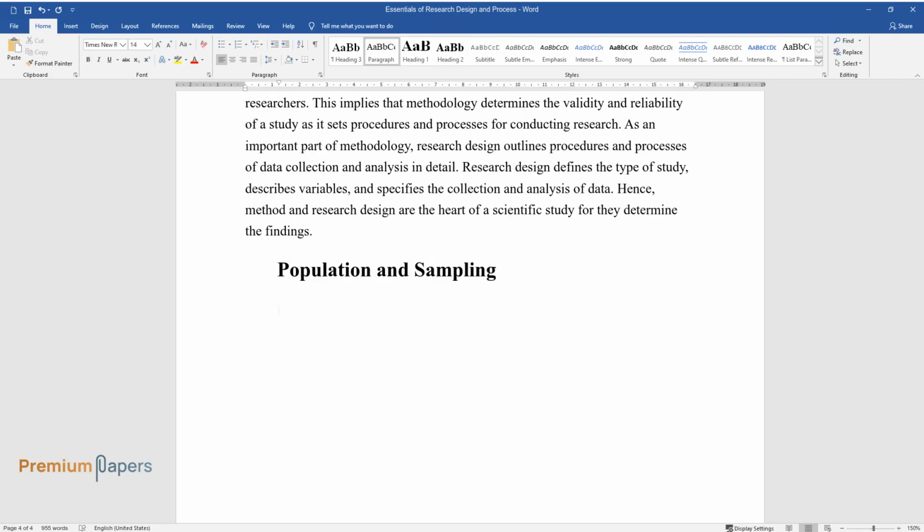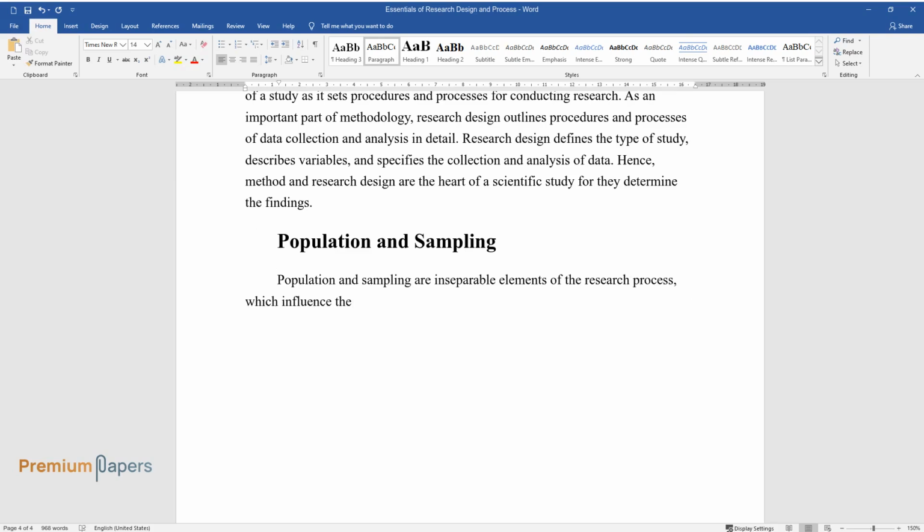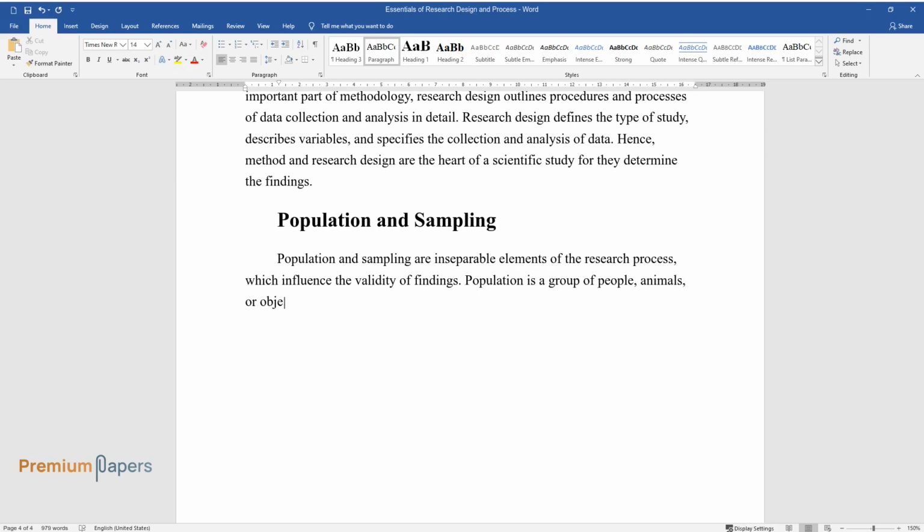Population and sampling. Population and sampling are inseparable elements of the research process, which influence the validity of findings. Population is a group of people, animals, or objects that a study seeks to examine.